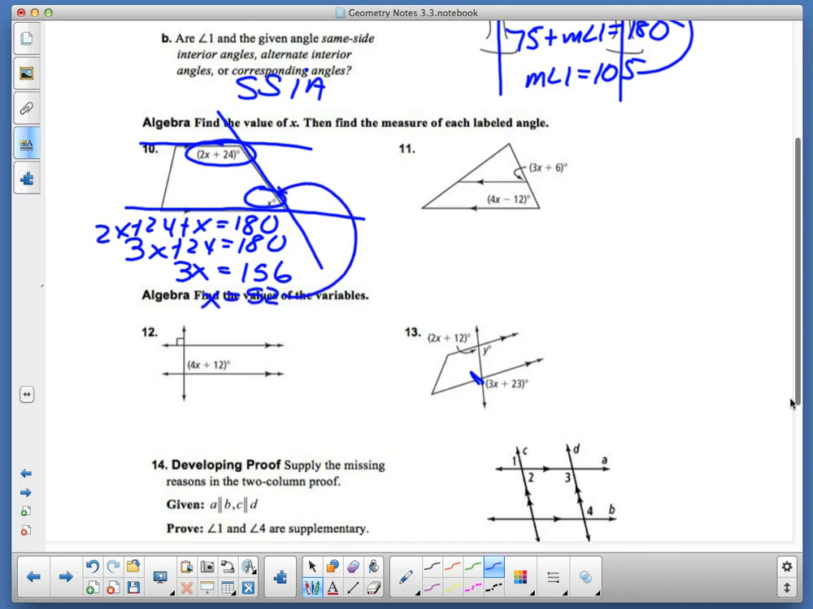Well, x was 52, and I got 52 times 2, which is 104, plus 24, and that's going to give me my 128. Excuse me, 52 times 2 should be 104 if I do this. Let me make sure that that's clear. So that's 104 plus 24 is going to give myself, for this angle right here, 128. Okay, so I got those nailed. Now, 11.